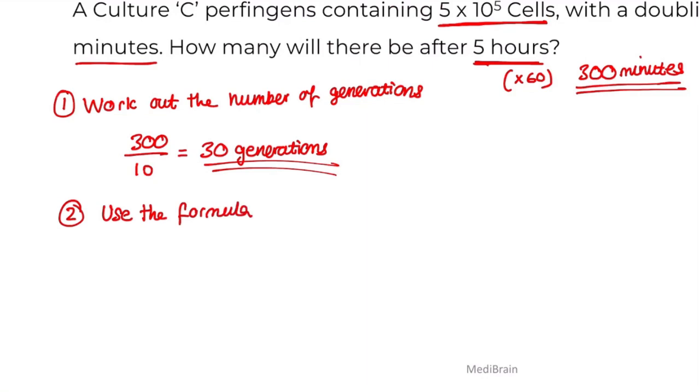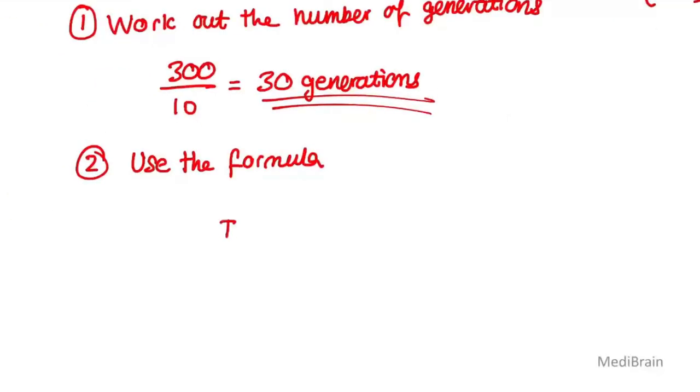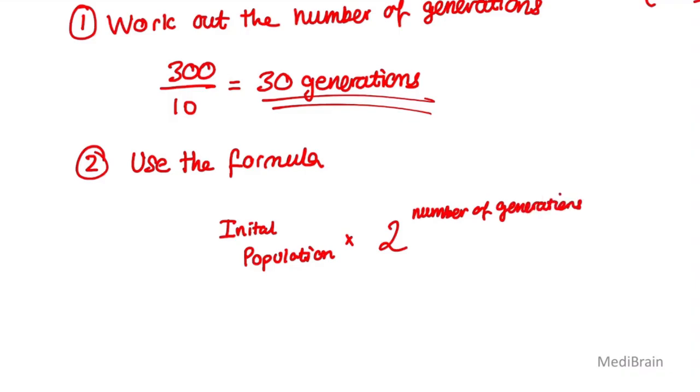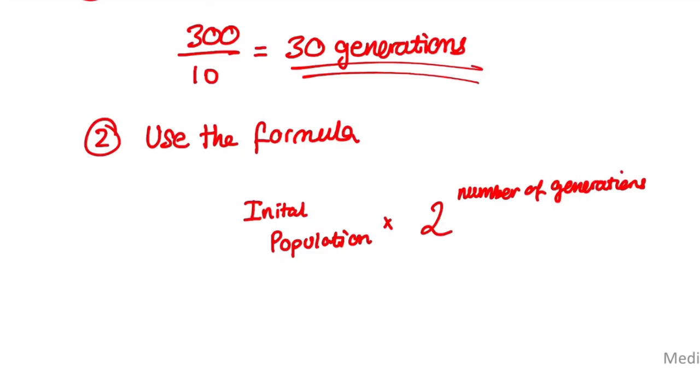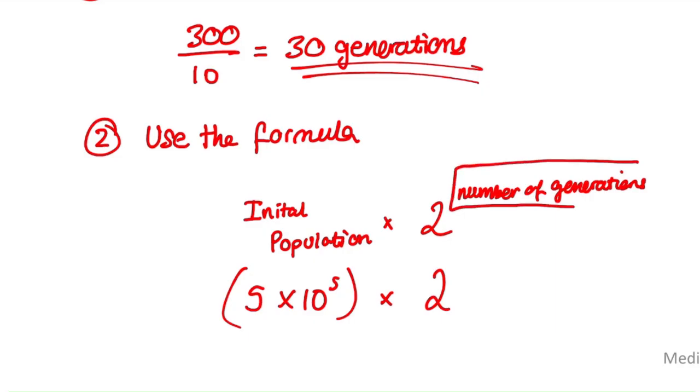So you use the formula, and the formula is initial population multiplied by 2 to the number of generations. Okay, so the initial population, as you can see, is over here, 5 times 10 to the power of 5. That's your initial population. And then you're going to multiply it by 2 to the power of the number of generations. Okay, and the number of generations is what we've just worked out over here.